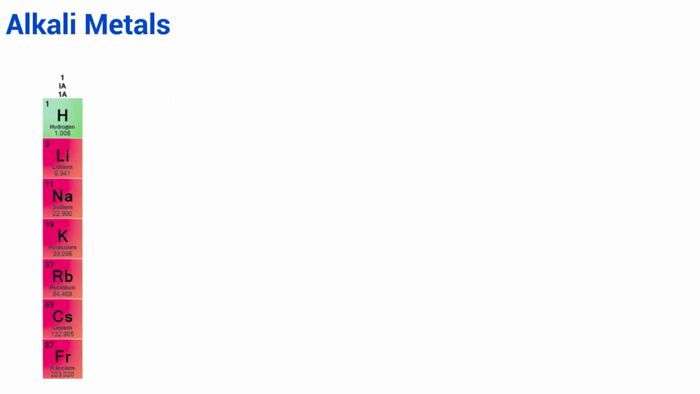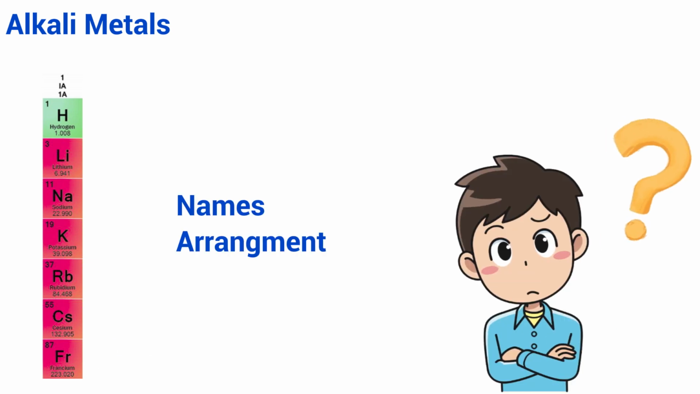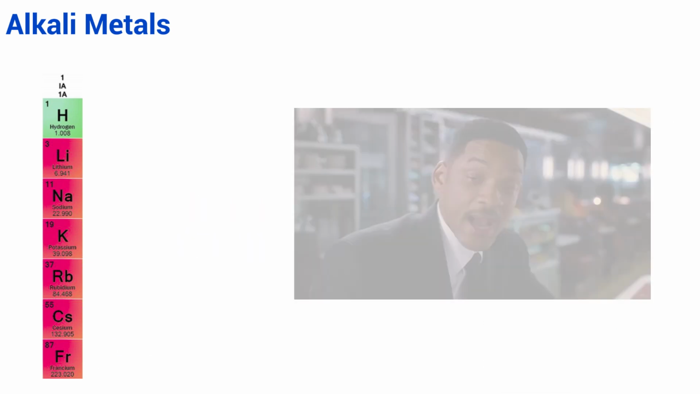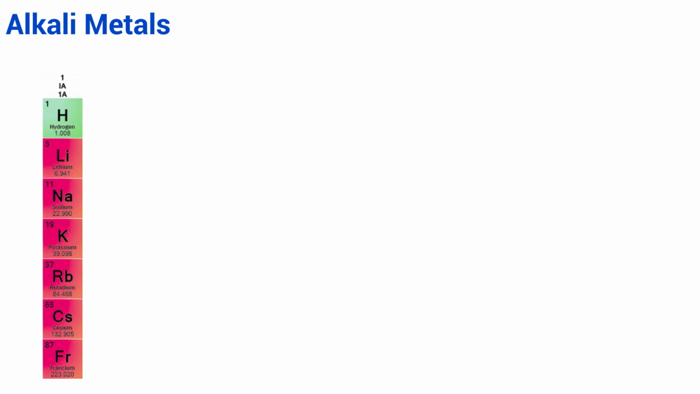Let's start with Group 1, which is alkali metals. This group includes hydrogen, lithium, sodium, potassium, rubidium, cesium, and francium. But how do we remember all the elements' names and their order of arrangement? I got you. Here are the simple and easy mnemonics, through which you remember their names and order of arrangement.